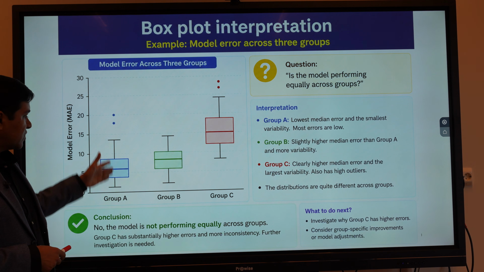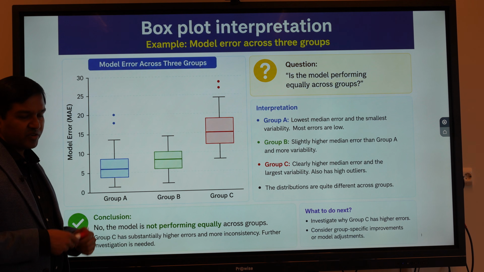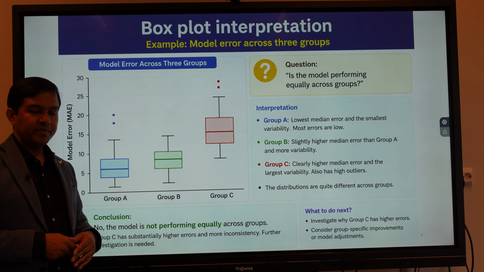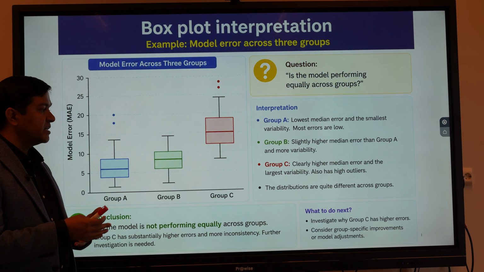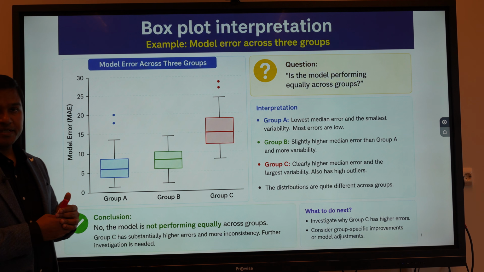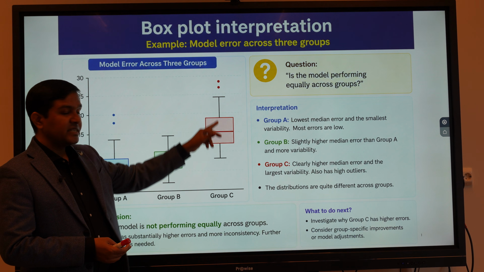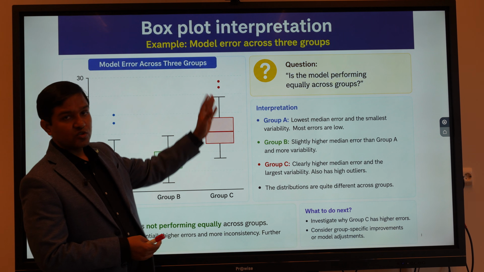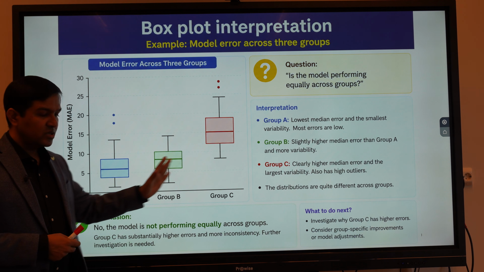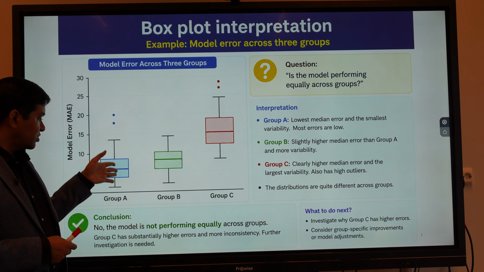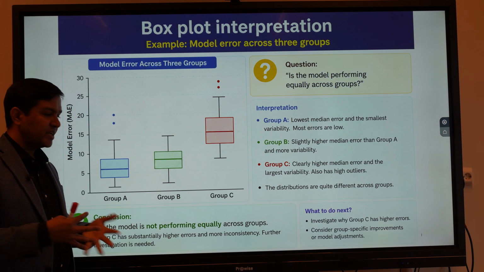So just looking at the box plot, we can say that, first of all, not all the groups are performing equally, and also Group A has lower error than Group C. And Group A has lower variability, while Group C has larger variability because its range is quite big, and the outliers are also very off the limit. So if you get a question like which model to choose, it is better to choose this model because it has a lower error and its outliers are also not very off the limit.